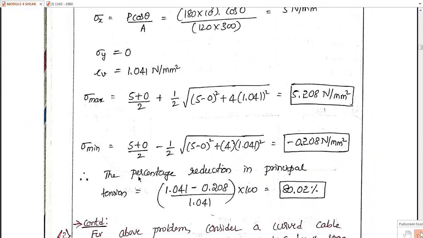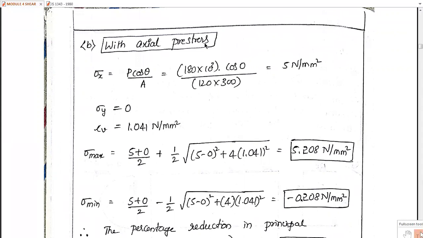Okay, now therefore we can calculate the percentage reduction in the principal tension. Let us calculate how much percent it is reduced with axial and without axial pre-stress. It is 1.041 without axial pre-stress, 0.208 with axial pre-stress, divided by again without axial pre-stress into 100. If you simplify, it will be 80.02%. Means 80% of the principal tension we are going to reduce by doing the axial pre-stressing.